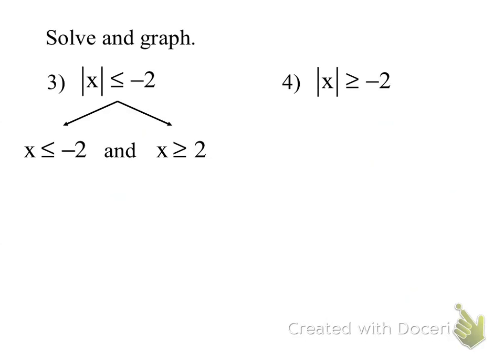I'm now putting this on the number line. X is less than -2. Solid line moving to the left. X is greater than +2. Is this an intersection or a union?